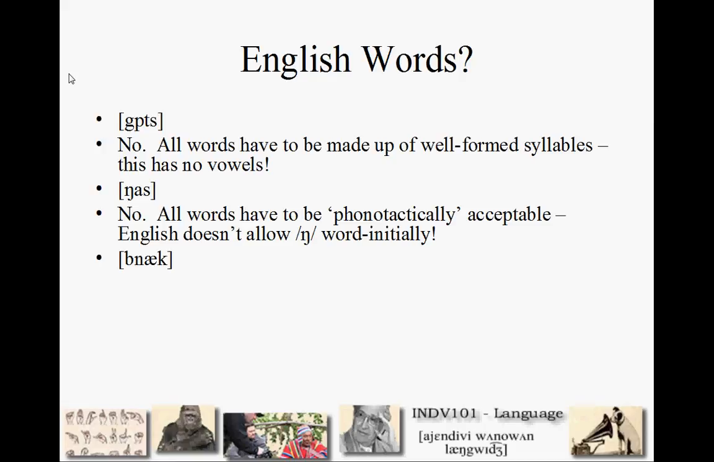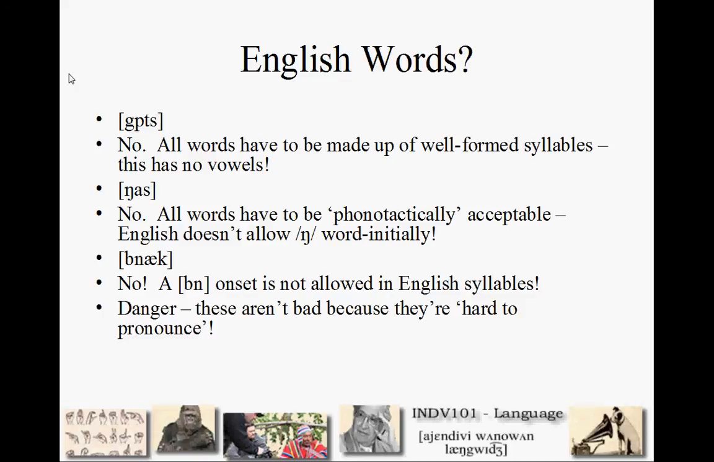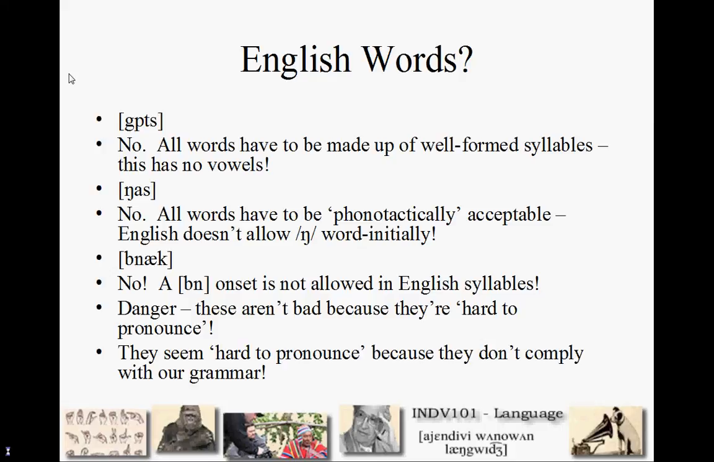This is a kind of classic example because in some languages like Scots Gaelic you can start words with BN, but in English we can't. This is not a valid English word because we don't allow B and N in the onset of a syllable in English. So note, I want you to know that this is not bad because it's hard to pronounce. As I said, they have it in other languages. It's just bad because it doesn't comply with our grammar.